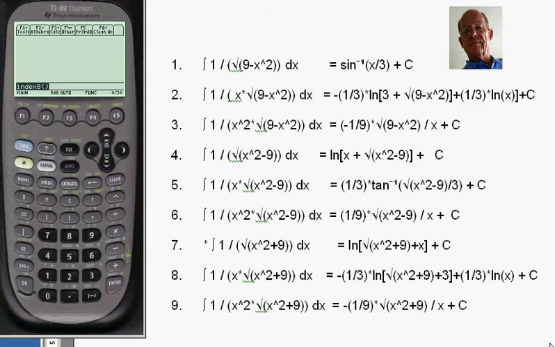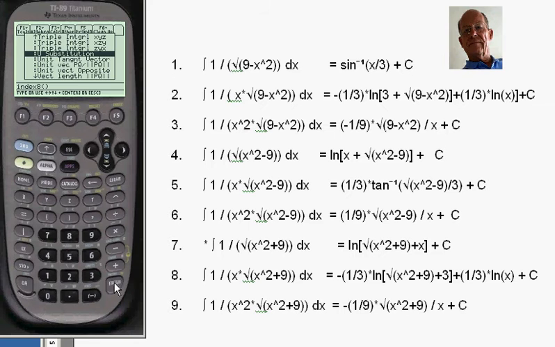Do number 7 here in Trig Substitution. Remember, this is x squared plus 9. So this would be the usual format in a right triangle. You know, this would be the hypotenuse here. Let's do it. Index 8 to get to my menu. We'll do it quick here.